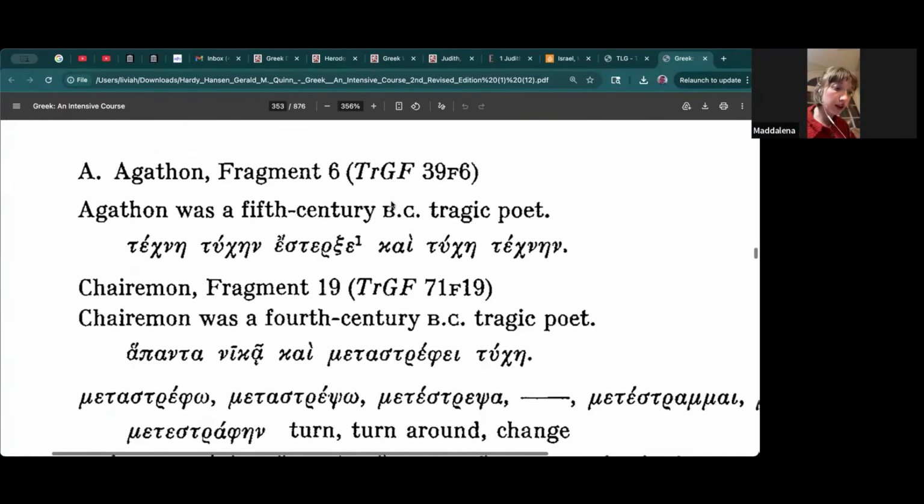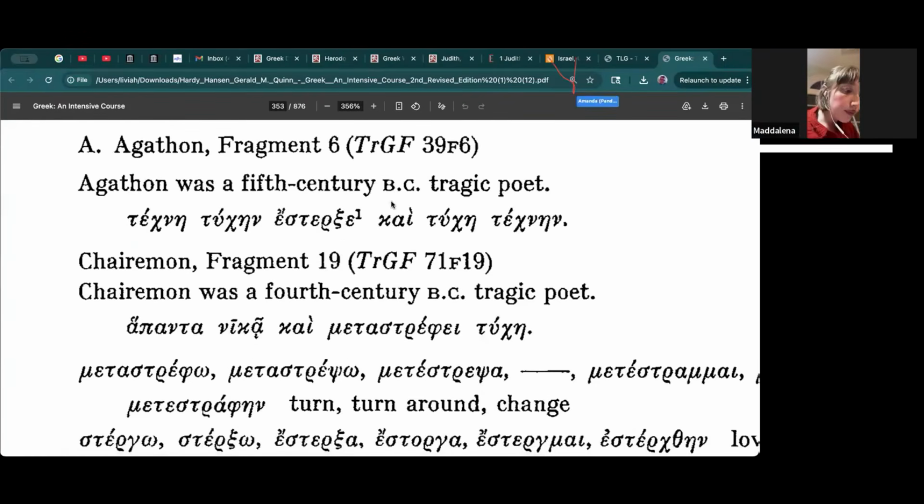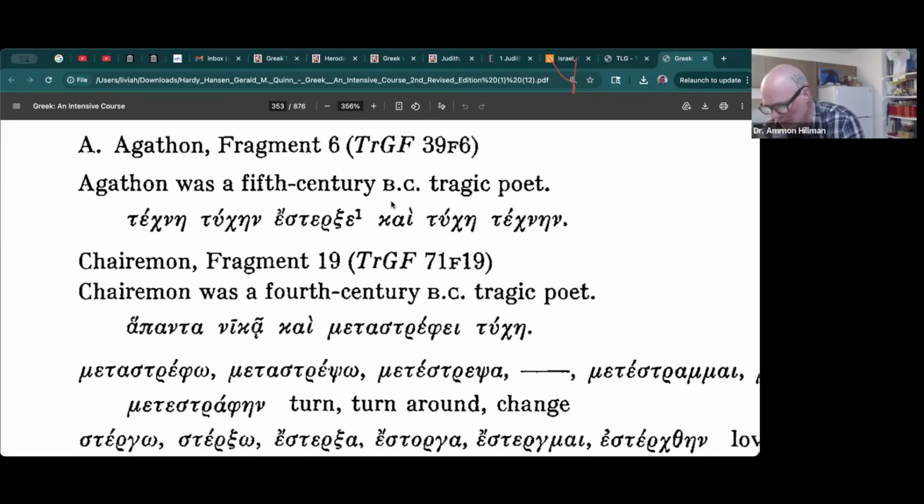Techne tuchen is there ke kai tuche techne. Yeah, look at it. It's kind of sounds funny, doesn't it? Just reading it sounds funny. Techne tuchen esterkse. Kai tuche technen. Oh God, it's kind of melodious.